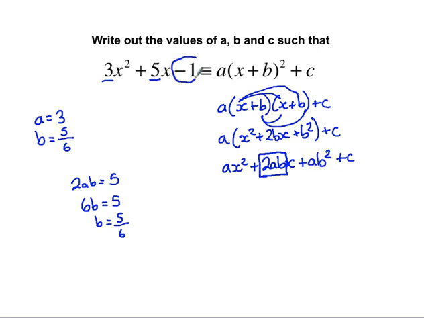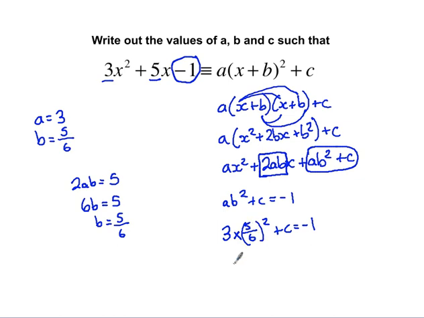So that's worth minus 1, and that's the number part on the end here. So we've got ab squared plus c equals minus 1. And we're just aiming to work out c here because we've already got a and b, where a is 3, so that's 3 lots of 5/6 squared plus c is minus 1. And 5/6 squared being 25 over 36. So this is 3 lots of 25 over 36 plus c equals minus 1.